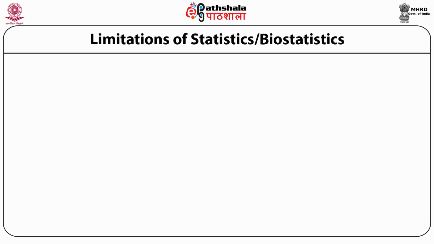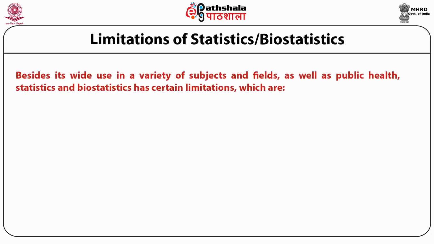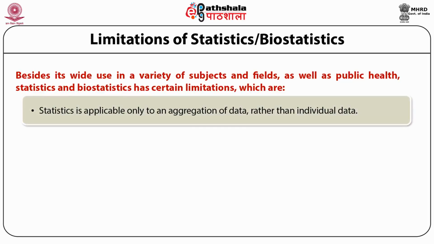Limitations of statistics or biostatistics. Now, besides its wide use in a variety of subjects and fields, as well as public health, statistics and biostatistics has certain limitations. And what are these limitations? Statistics is applicable only to an aggregation of data rather than individual data. It can help interpret results on a large group or population level rather than giving us results for an individual level. For example, it can give us the result for income of a group or population, but not the per capita income of the individual.